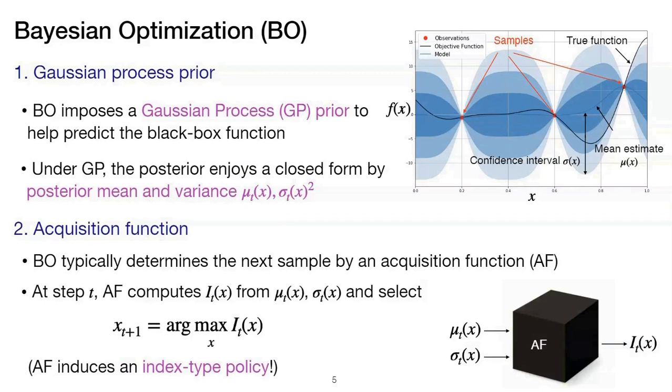There are two key techniques considered in Bayesian optimization. The first is that Bayesian optimization relies on a Gaussian process to estimate the black-box function. The second one is the acquisition function, which serves as an index policy, and the posterior of the GP on each domain point is its input.